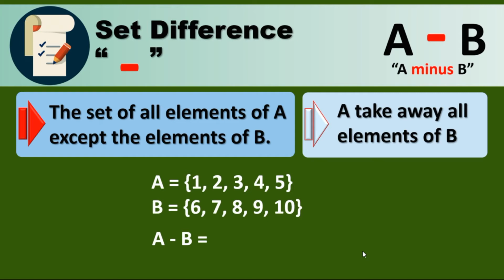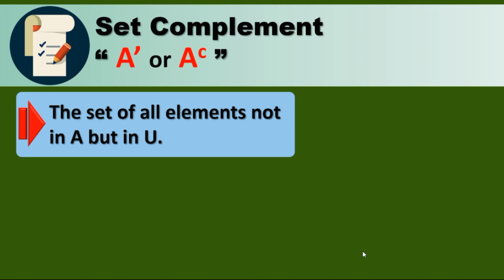A take away all elements of B, but there is a problem here. There is no such element of B that is in A. So therefore, it is automatically the set A itself, which contains 1, 2, 3, 4, and 5. Very good. Next concept, set complement, or simply denoted as A prime or A complement.